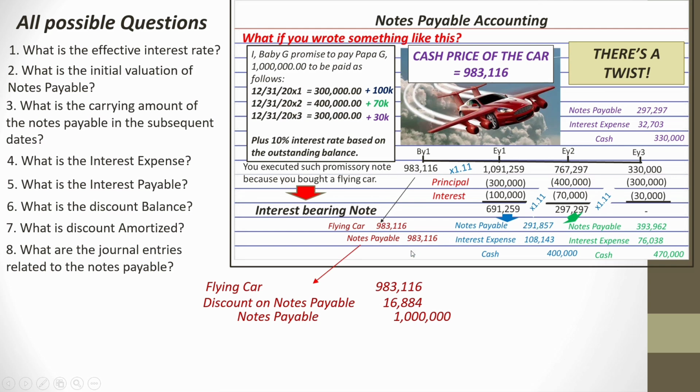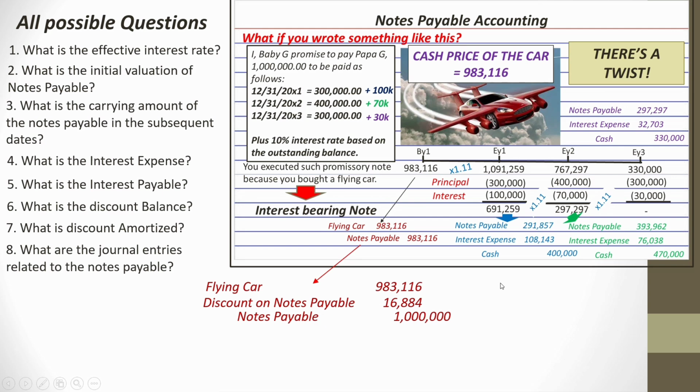Right? Well, even if you use this complicated entry, if you will be asked how much is the notes payable at the beginning of the year 20x1, you will still answer 983,116 because to get the balance of the notes payable, you need to use this 1 million minus the discount. Okay?